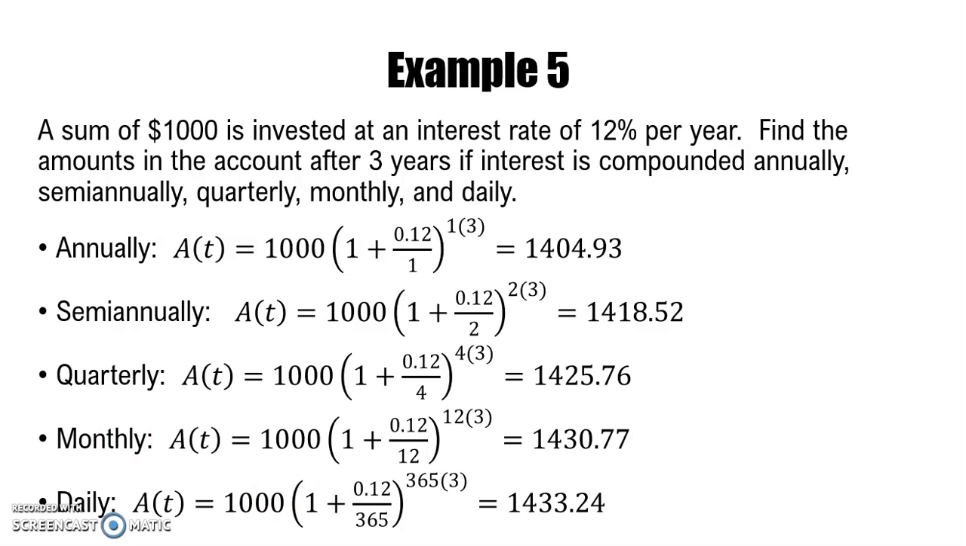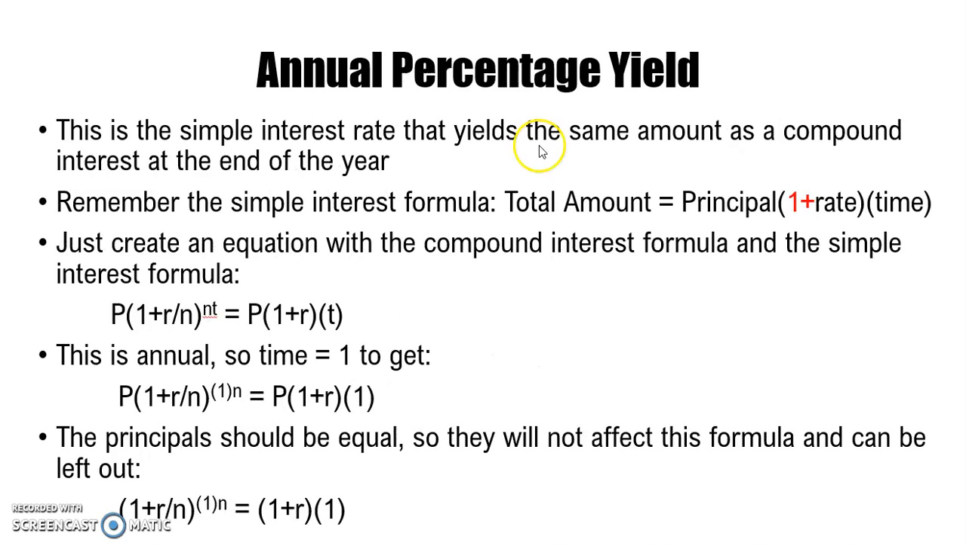We have one last application of interest. So let's look at annual percentage yield. Annual percentage yield is the simple interest rate that yields the same amount as a compound interest at the end of the year. So if you're comparing interest in two different banks, you can use this to figure out if one bank's simple interest is going to be equal or less than or greater than the compound interest rate for a different bank.